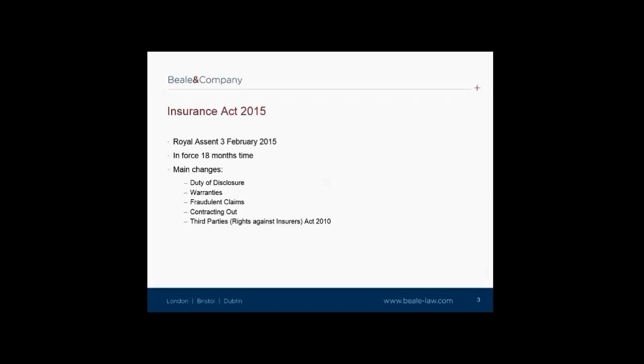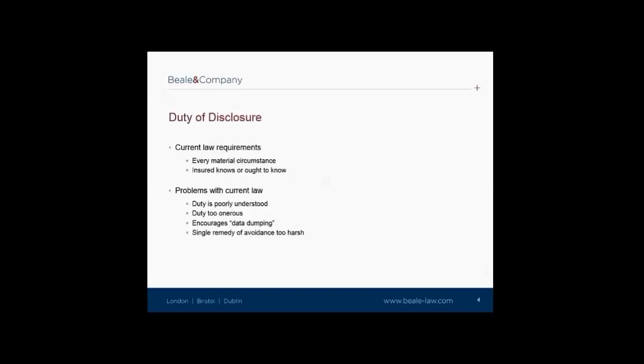procedures. The Insurance Act will lead to reform in areas such as disclosure in business insurance, warranties and remedies for fraudulent claims. The Act targets the following areas: duty of disclosure, warranties, fraudulent claims, contracting out, and third parties' rights against insurers Act 2010.